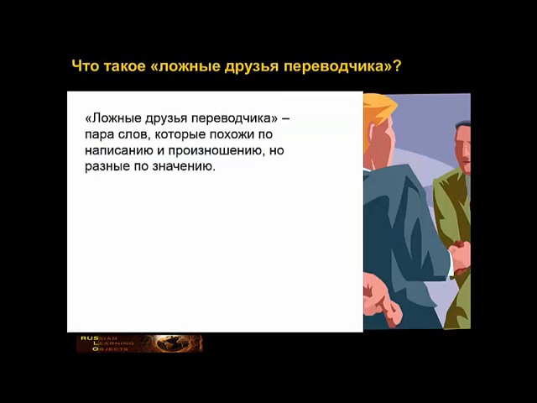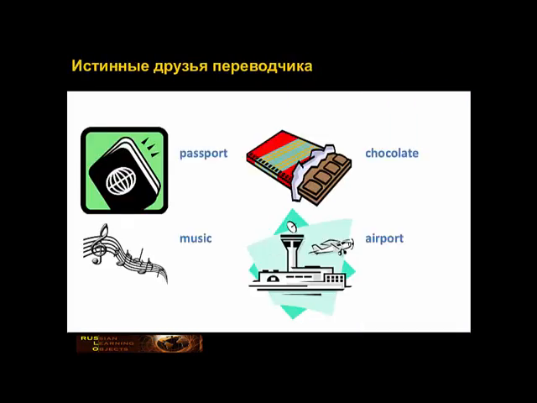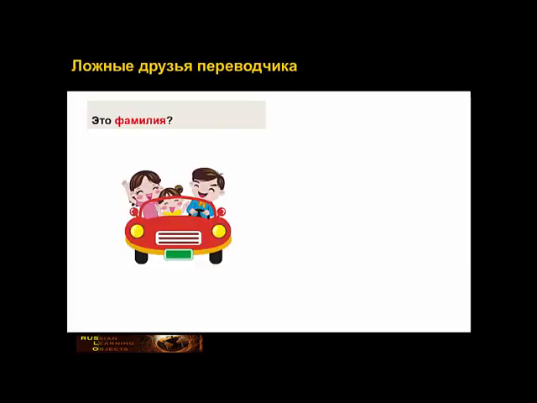What do we mean by false friends? False friends refers to a pair of words that look similar based on the way they are written and pronounced, but actually have different meanings. First, let's take a look at some easy examples. Sometimes, learning Russian is very easy. Words like passport, chocolate, music, and airport can be expressed in Russian very simply, since the Russian words are so similar to the English ones. Passport, chocolate, muzika, aeroport. However, sometimes things are a little more complicated, and that's where ложные друзья переводчика come in.